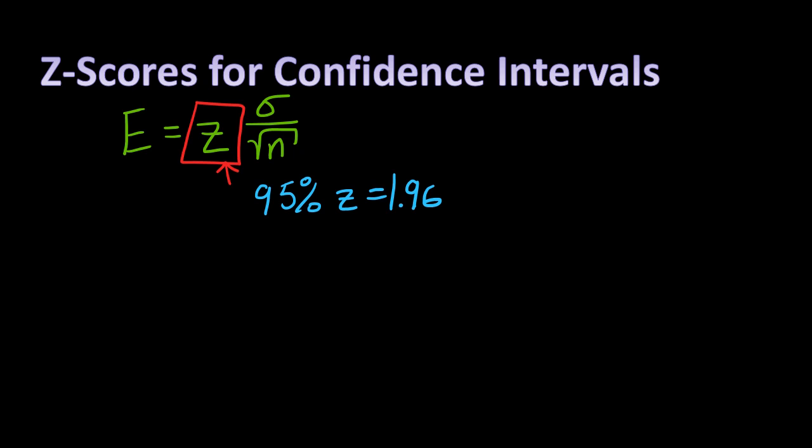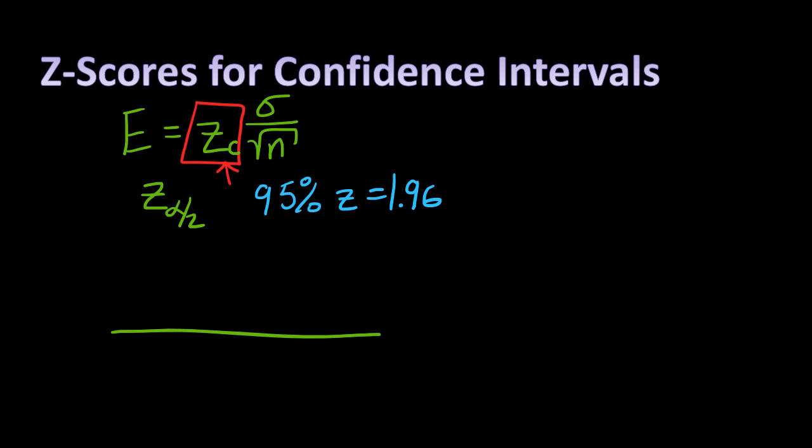First off, I want to point out I've not written a subscript. A lot of times you'll see this written as z subscript c, or sometimes you'll see it written as z subscript alpha divided by 2. They're the same thing, just different notations. The c represents the confidence level, and alpha represents the area that's in the tails. Let me talk about what I just said.